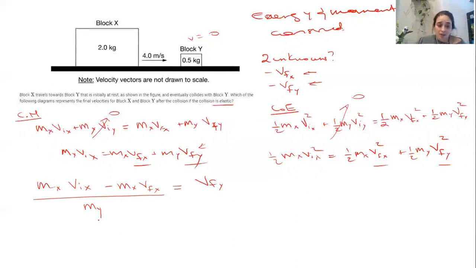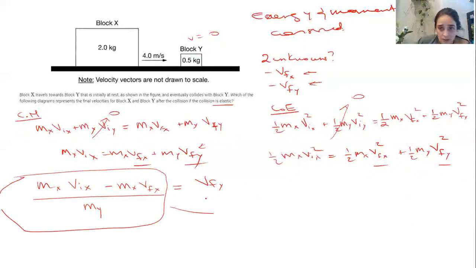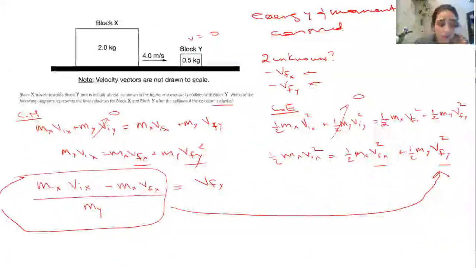And now that we solved for my final velocity y, this whole thing will get plugged into here, to this square. I'm not going to do that. You guys can see here how this got really messy really fast, because this whole term here has to get squared.